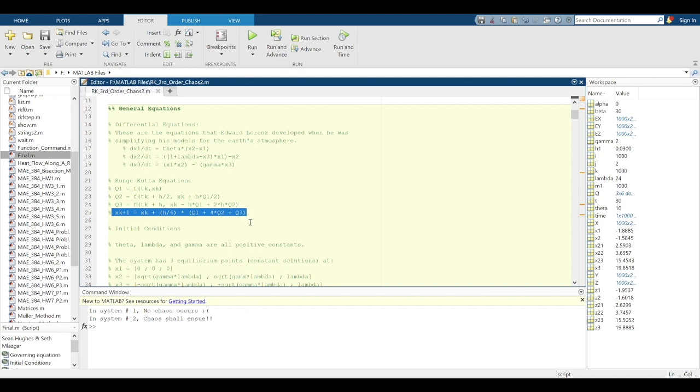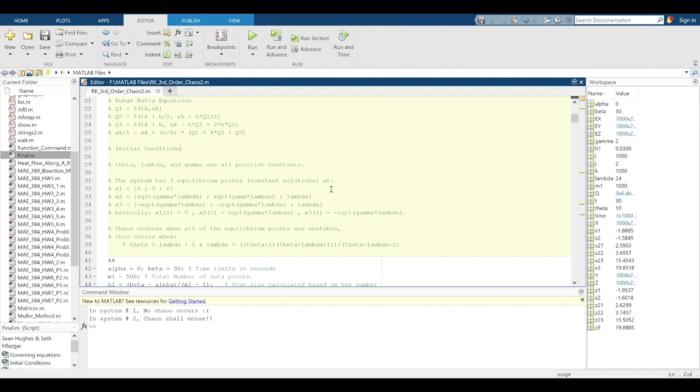As you can see right here, it uses the Q1, Q2, and Q3 equations with the h value being the step size. The big thing to know is that step size is important in these equations, in this model. The step size, as it is bigger, it's going to be less accurate. So the smaller step size you have, the better and more accurate your model is going to be.